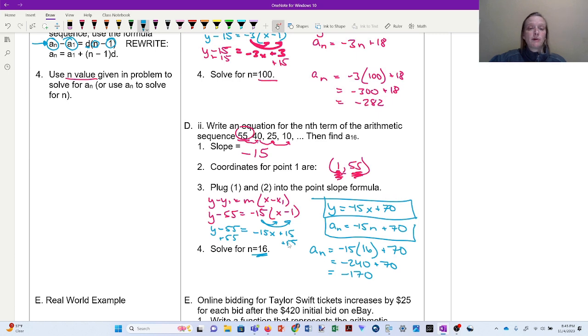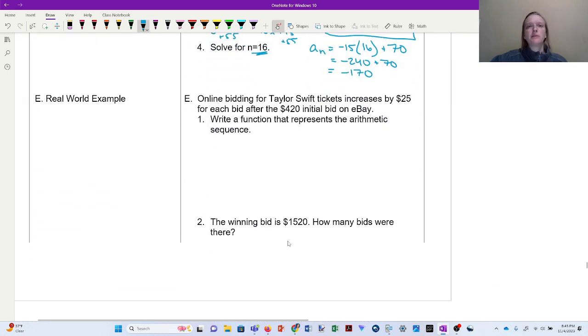How about a real-world example? The textbook wanted me to do something about buying an electric heat pump, and I thought that would be less relevant to people's lives than buying concert tickets. So here we're going to buy concert tickets for Taylor Swift. Somebody's put them on sale on eBay for a minimum bid of $420. And those tickets increase by $25 for each bid. Write a function that represents the arithmetic sequence.